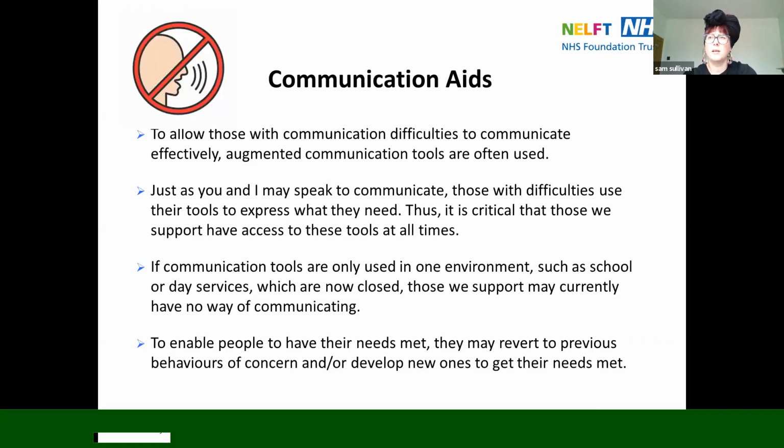Because of that, I would recommend, if you haven't already, or if things haven't come home with people, contacting the services where these communication tools are in place. Hopefully they have things digitally, or they can post them to you, or at least, you know, you can have a phone call or a Zoom call about how to support with the communication.